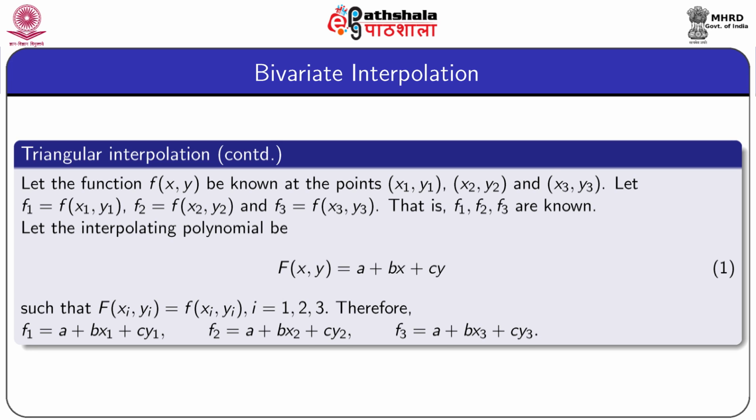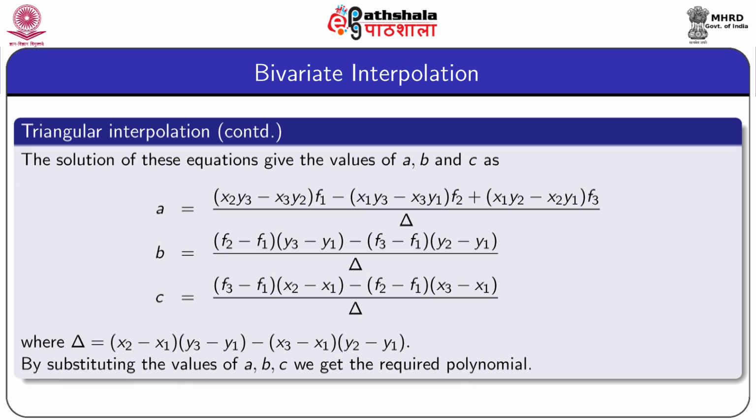Let the interpolating polynomial be capital F of x y equal to a plus b x plus c y such that capital F of xi yi equal to small f of xi yi for all i equal to 1 to 3. That means the functional value is exactly matched with the interpolating value. So, using these 3 corner points, we obtain f1 equal to a plus b x1 plus c y1, f2 equal to a plus b x2 plus c y2, f3 equal to a plus b x3 plus c y3. Our problem is to find the values of a, b, c from these 3 equations.